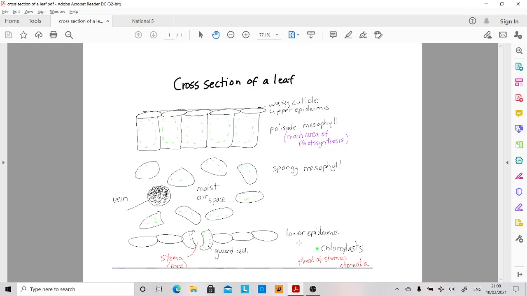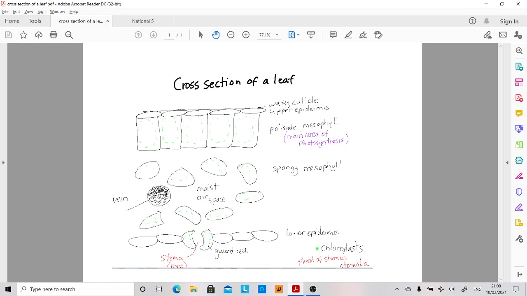Down at the bottom, you've got the lower epidermis, which is very much like the upper epidermis, see-through cells, but you'll also find guard cells there. Guard cells have got chloroplasts in them, so that means they can do photosynthesis, but that's not their main function. Their main function is to open and close pores, which are called stomata, and that pore lets gases in and out of the plant for gas exchange, including water vapour.